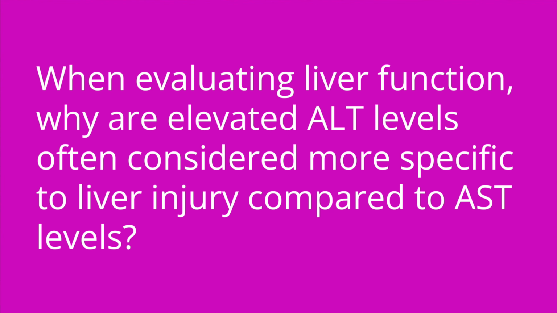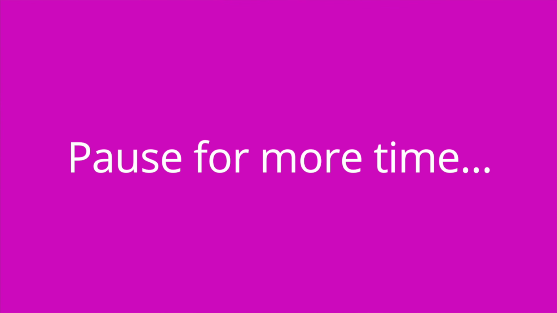All right, I'm so glad you stayed until the end because I'm going to test your knowledge of a key fact provided in this video with a quiz question. When evaluating liver function, why are elevated ALT levels often considered more specific to liver injury compared to AST levels? ALT is specific to the liver, while AST may be elevated due to damage elsewhere in the body, such as cardiac or skeletal muscle.